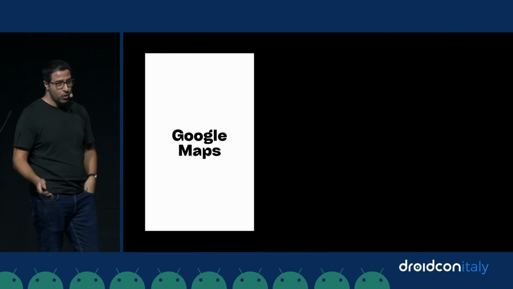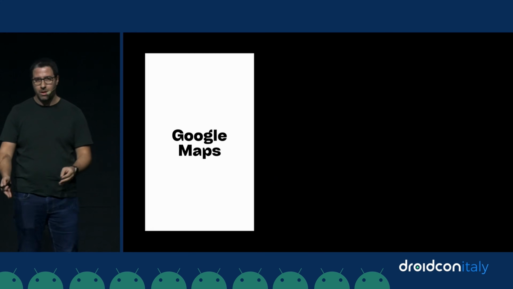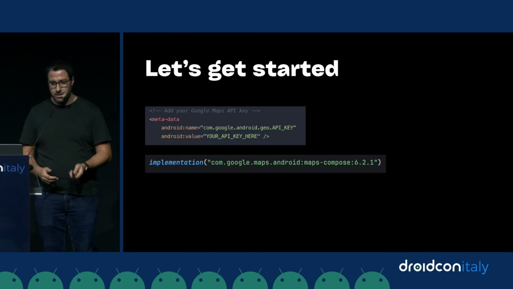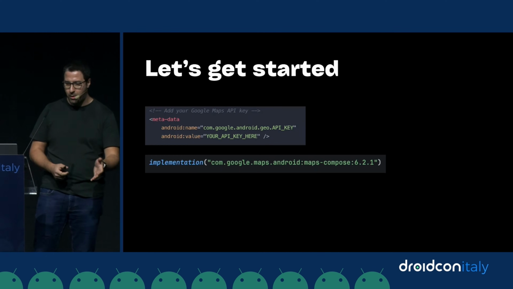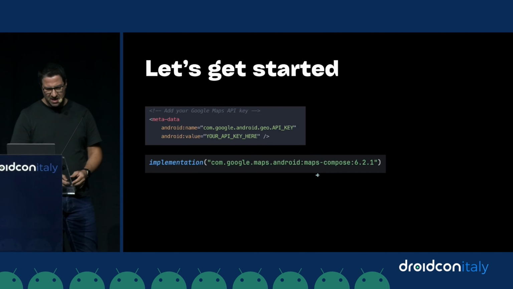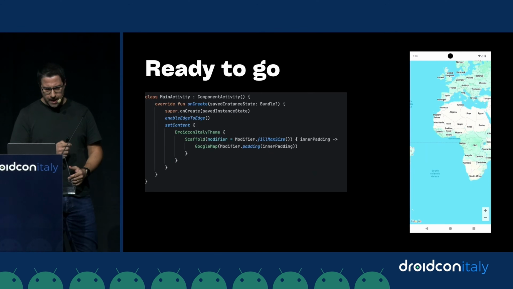Let's see how we can go from zero, configure the Google Map, and take it into production. So the first part is to set up our API key and import the Maps Compose dependency. I think this is the latest version.